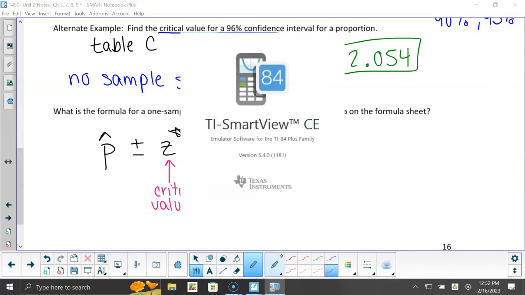All right, flip it to the page, because now we're actually going to do a whole problem with it.